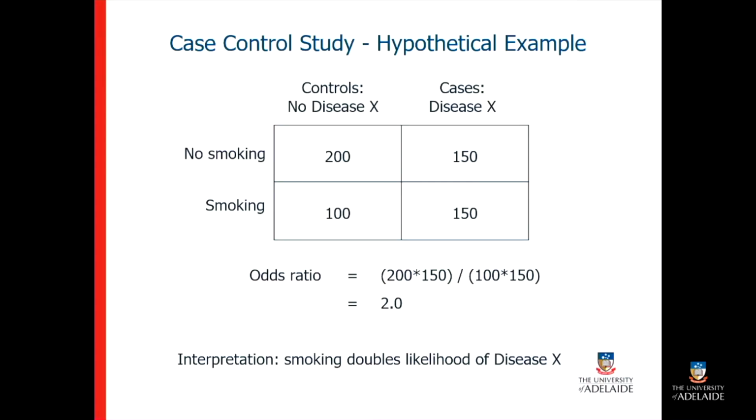So here's a purely hypothetical example. We've got cases, disease X. We've recruited 300 of them. We've recruited 300 people, controls without disease X. And then we've asked and went back in time to see what their exposure to smoking was as a risk factor of interest. And then I won't go through the maths, but essentially you derive this measure called the odds ratio, which gives you an indication of how likely the exposure increases the risk or the likelihood of the disease.